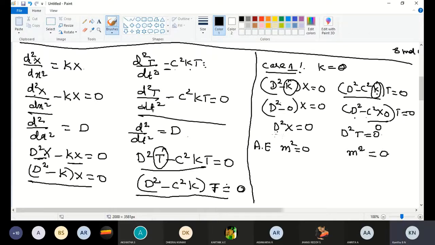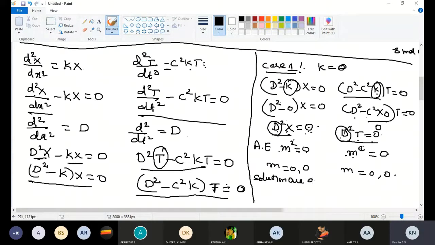Write the auxiliary equation for d square X is equal to 0: in place of D you have to write m, so m square is equal to 0. Come to the second equation, d square T is equal to 0: in place of D substitute m, so m square is equal to 0. Then m is equal to 0, 0. Here also m is equal to 0, 0. Observe, d square X is equal to 0 is there. We have to write the solution here.